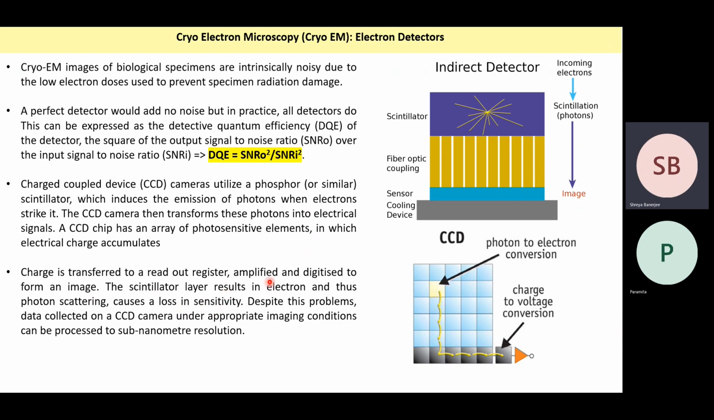The scintillator layer results in electron and thus photon scattering, causing a loss of sensitivity. So often when electrons reach the detector they can become scattered, or even the photons after generation can become scattered. If this happens, then the sensitivity is reduced. Despite this problem, the data collected on a CCD camera under appropriate imaging conditions can be processed to sub-nanometer resolution. So it gives very high resolution images.